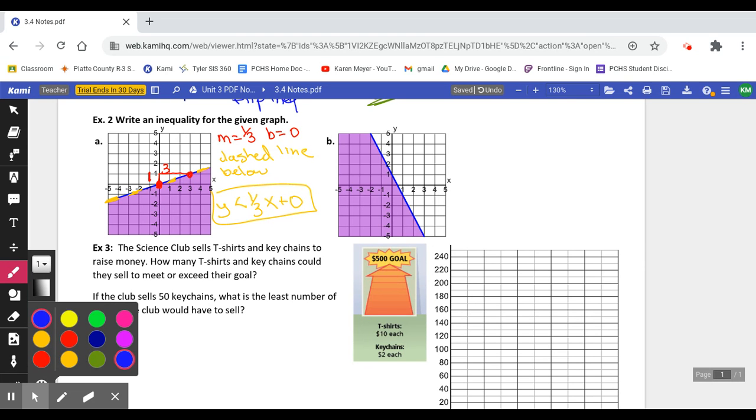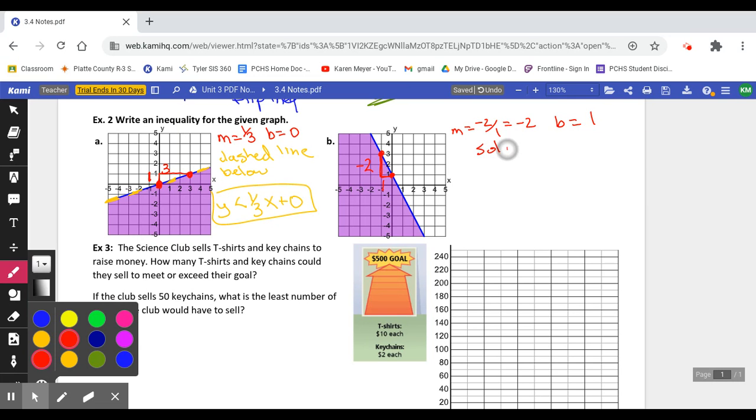Okay, the next one. Pick 2 points for your slope. So I'm going to pick this point and this point. Count your rise over run. So I'm going to go down 2, right 1. So that means my slope is -2 over 1, which is -2. B, where does it cross the y-axis? Crosses at 1.